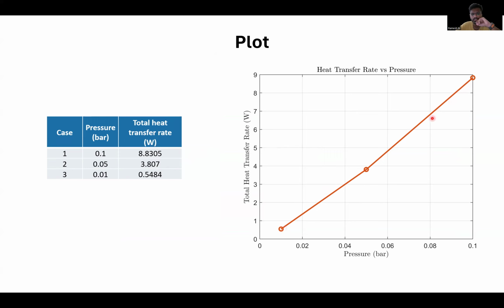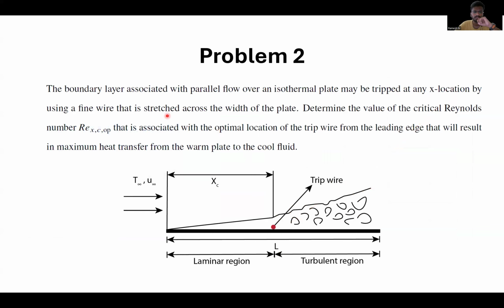So moving on to problem two, the description, as you can see from this illustration, is a flow over a flat plate, and where should we place this trip wire? Essentially, the trip wire is like an earphone wire, maybe a wire, used to increase the turbulence so that it will increase the heat transfer rate over the plate.